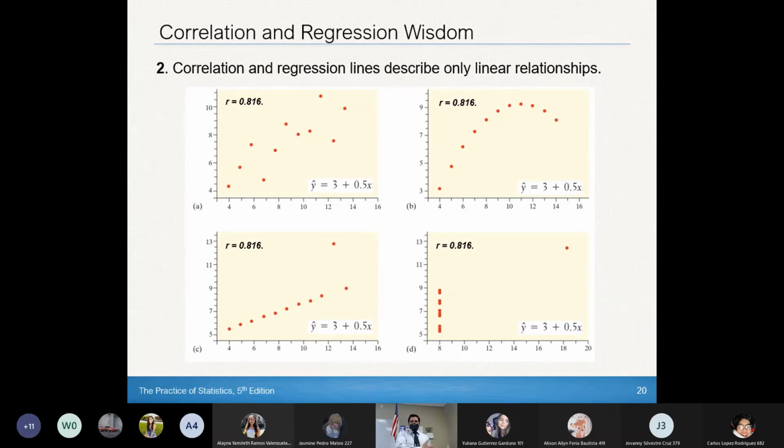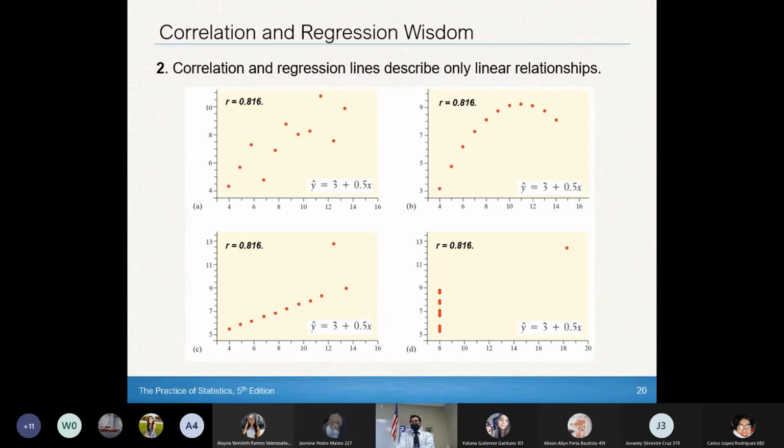We know, or hopefully we remember from yesterday, that graph B is not appropriate. We shouldn't use a linear model to model that because it's obviously curved. If we were to plot the residual data, we would get a curve, an obvious pattern from that.